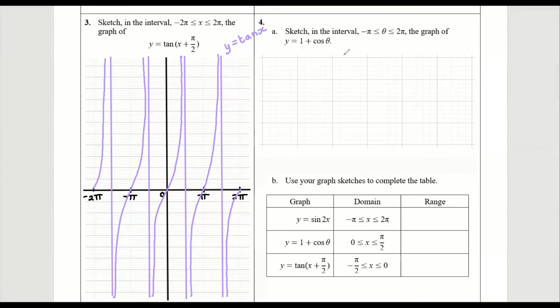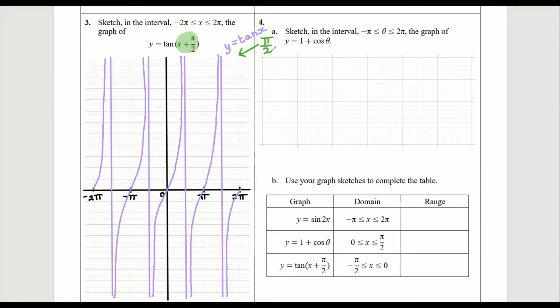Again, the transformation is inside the function. It's inside the bracket here. So it's going to affect the x coordinates only. There is no y transformation at all. And this means that it's going to be a shift in supposedly the opposite direction to what you would expect. So it looks like we're going to have to move the graph of y equals tan x to the left by pi over 2.